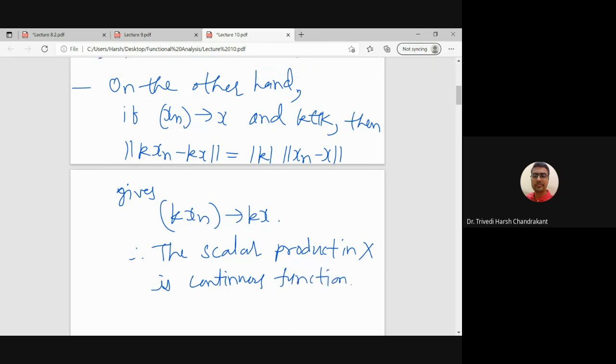So basically addition and scalar multiplication are continuous. That is, we already know in terms of convergence of sequences that if xn converges to x, then 2 times xn converges to 2x is exactly that property, for k equals 2. But here we are considering it as a vector space operation. They are continuous.